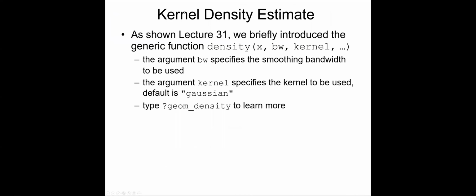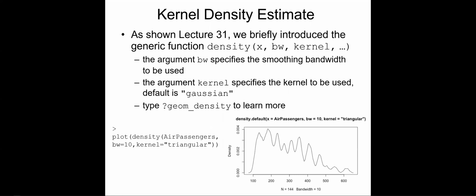Okay, now let's talk about kernel density estimate. As shown in lecture 31, we introduced the generic density function, right? So this is our function called density, which takes the data, the bandwidth, bw, and a type of kernel you want, for example Gaussian or triangular, whatever you want. And it gives you the density. Now, remember, this gives you the density. And if you want to plot this density, then you say plot, just in general R. You plot with all these commands of density, and it will plot that.